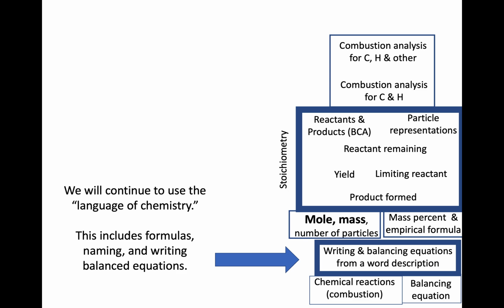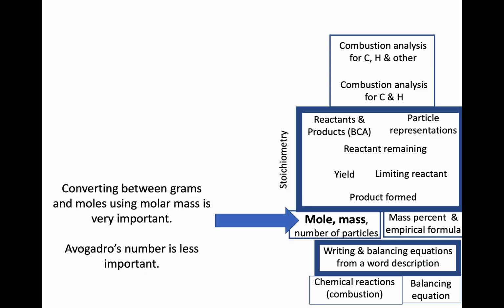What skills in chapter 3 would I be prioritizing? We'll definitely be continuing to use the language of chemistry. We'll be writing formulas, we'll be naming compounds, we'll be interpreting names, we'll be writing balanced equations. That's a skill that we're going to continue to use throughout the semester. We're also going to do many conversions between moles and mass. Conversions between grams and moles using molar mass, that's going to be a very important skill. Conversions using Avogadro's number, much less important. So let's make sure though that we can make conversions between grams and moles by using molar mass. That's going to be very important.